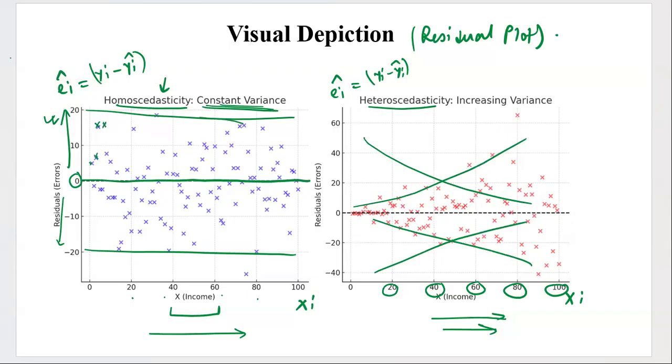But in a scenario where your deviations or residuals are uniformly spread across these two halves, you can visually say that there is no unequal deviation present. So it is the case of homoscedasticity. The error variance is constant throughout. Right? I hope this is absolutely clear.